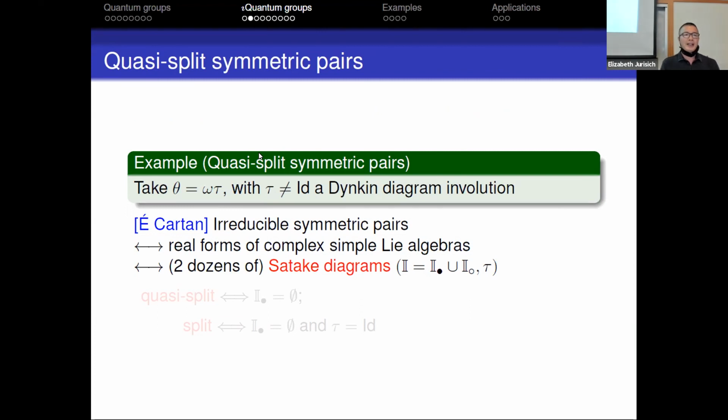But anyway, there are more general examples of a symmetric pair. I'm not going to talk about them. Knowing one or two examples in mind is good enough.